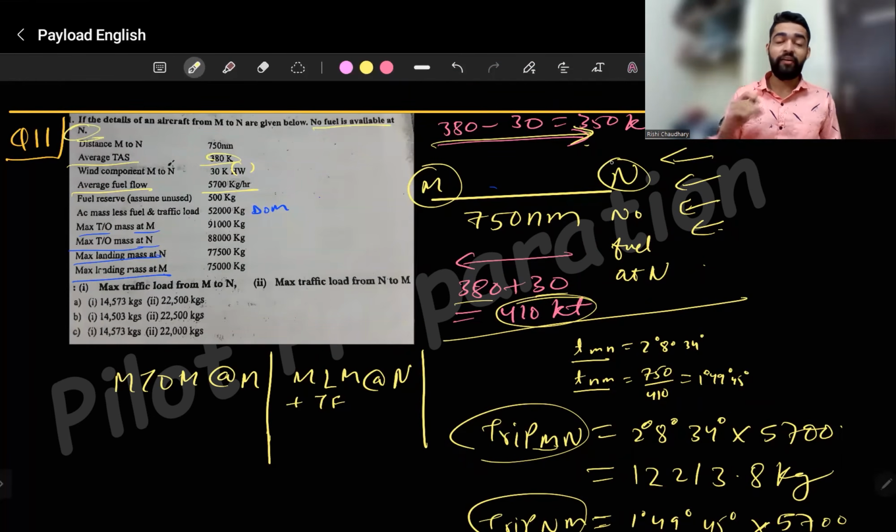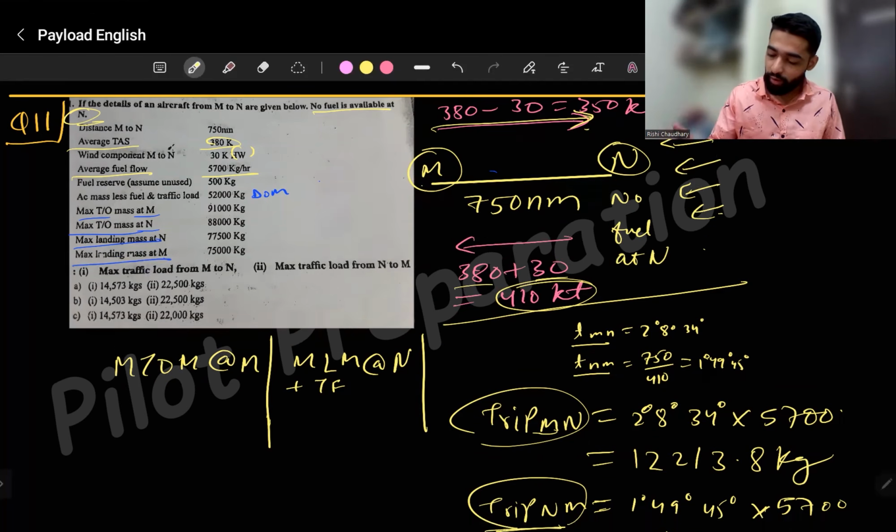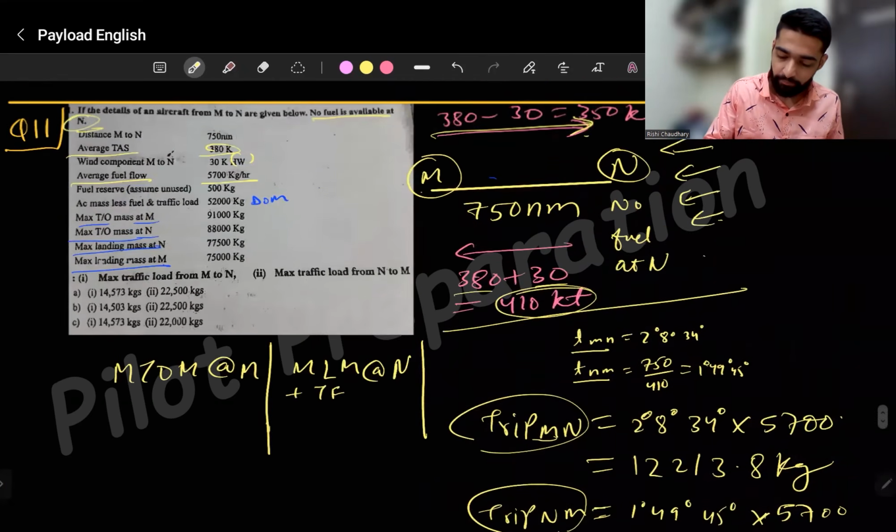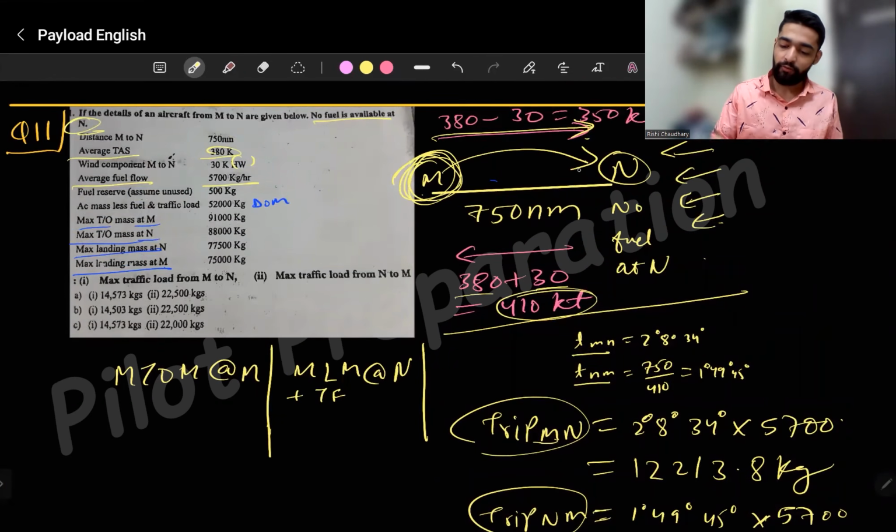That means if no fuel is available at N, for the trip from N to M, from Nagpur to Mumbai, just imagine this is Mumbai, this is Nagpur. So from Nagpur to Mumbai, if you want to go, then again you need fuel, right? But at N, at Nagpur, there is no fueling happening. So we have to carry that fuel from the station M. From the station M, when you are going to N, we have to carry both the sides trip fuel, correct? So we will add trip fuel MN plus trip fuel NM for the reserve fuel.